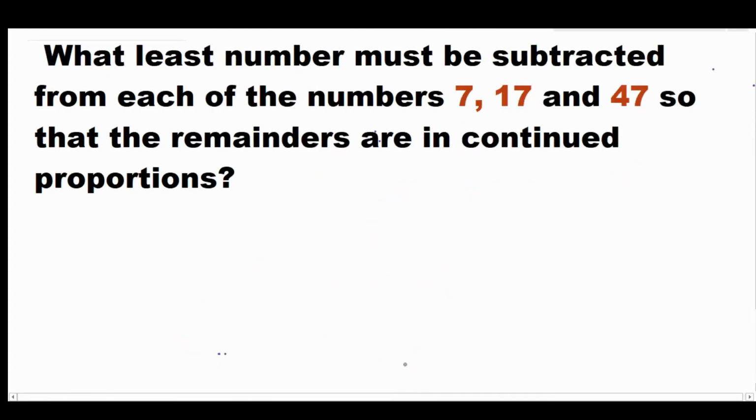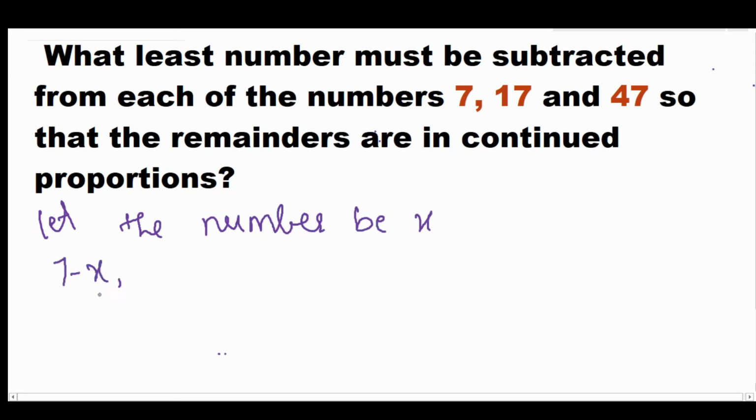The next problem is, what least number must be subtracted from each of the numbers 7, 17 and 47 so that the remainders are in continued proportion? So let's assume the number to be x, since we are taking the least number. If that is x, what will be the remainders now? That will be 7 minus x, 17 minus x, 47 minus x.